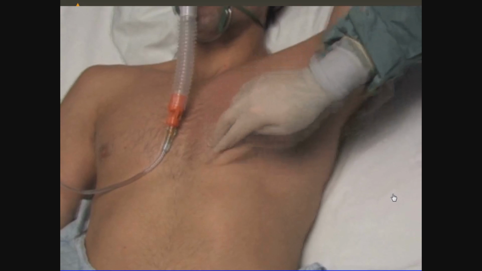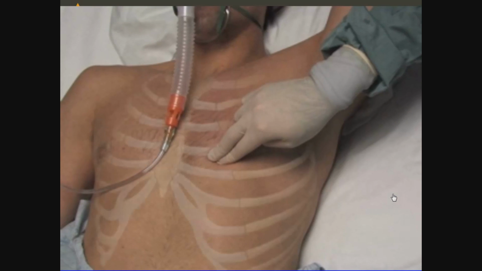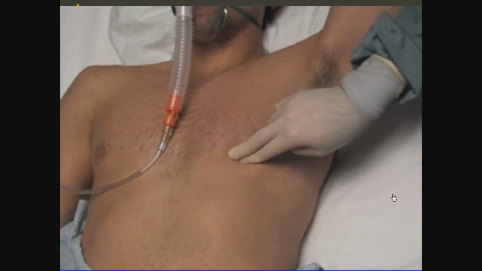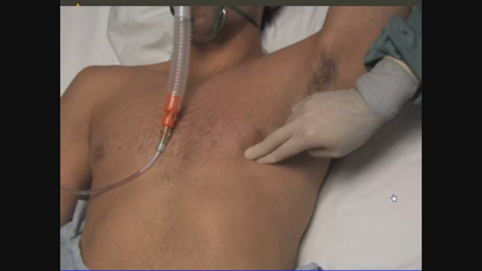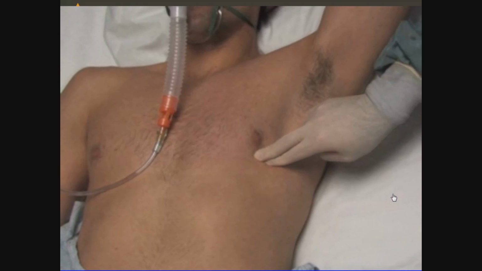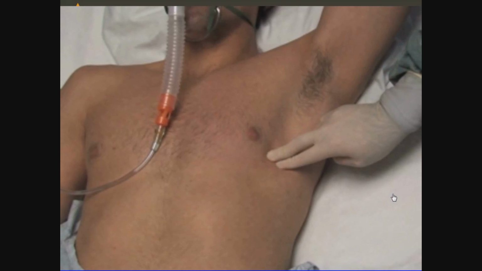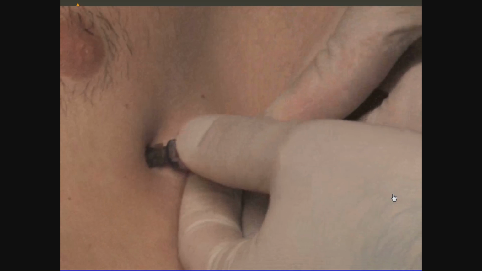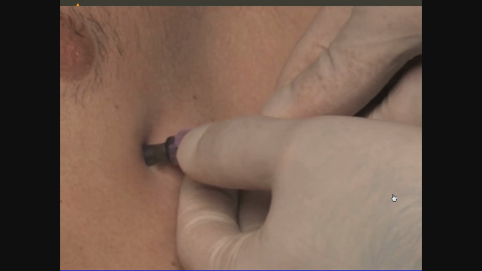Once the correct intercostal space is found, move your hand along the space laterally towards the anterior axillary line. The incision will be made here. The chest tube will actually be inserted 1 interspace above this point. Mark the incision spot with the imprint of the back of a needle or a pen marking.